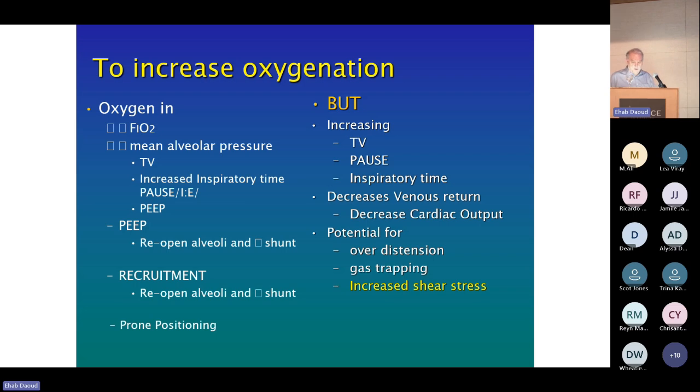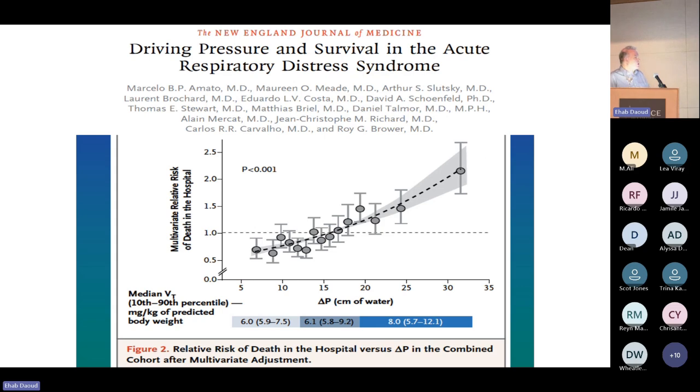Remember, all those things that raise the mean alveolar pressure, such as increasing tidal volume, pause, and PEEP, decrease venous return, decrease cardiac output. That may mean oxygen delivered to the vital tissues that we're trying to encourage may not be made good. And there's the potential for over-distension of gas. Finally, just to talk briefly about the shear stress. Everyone is aware of the Amato study showing that as your driving pressure rises above 15, your mortality increases.